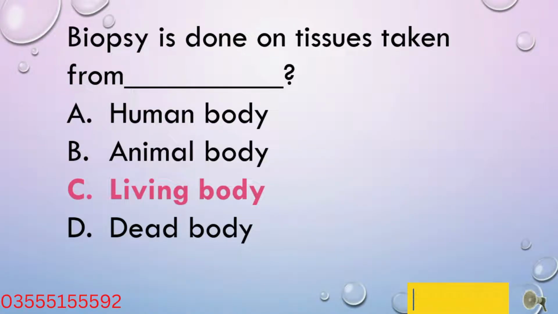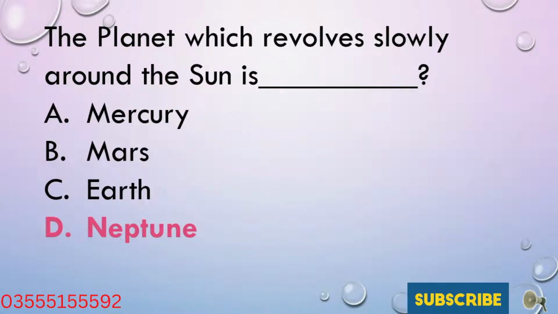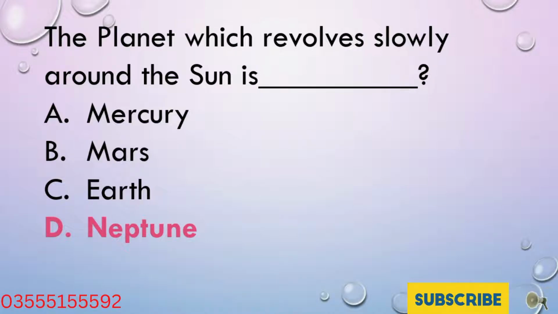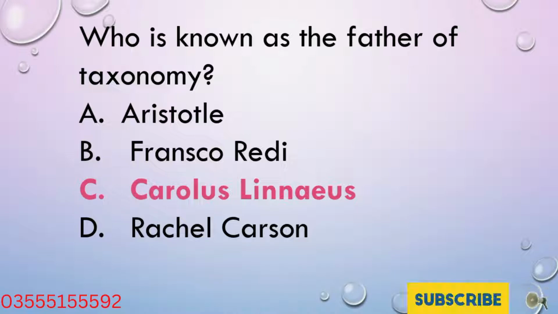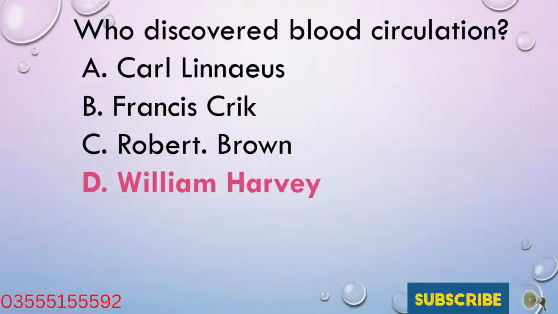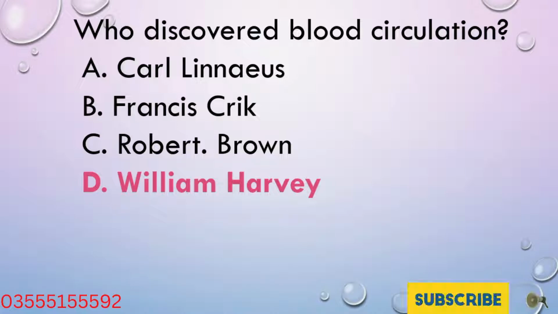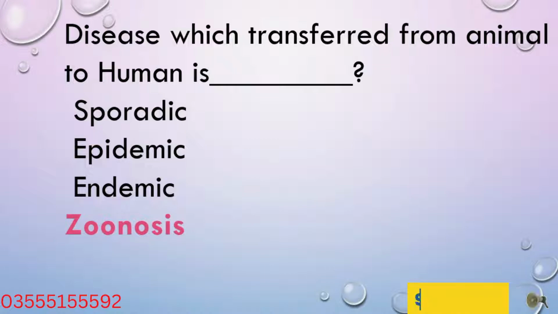Biopsy is done on tissues taken from a living body. The planet which revolves slowest around the sun is Neptune. Animals use nitrogen in the form of nitrates. Who is known as the father of taxonomy? Carolus Linnaeus. Who discovered blood circulation? William Harvey. A disease which is transferred from animals to humans is zoonosis.